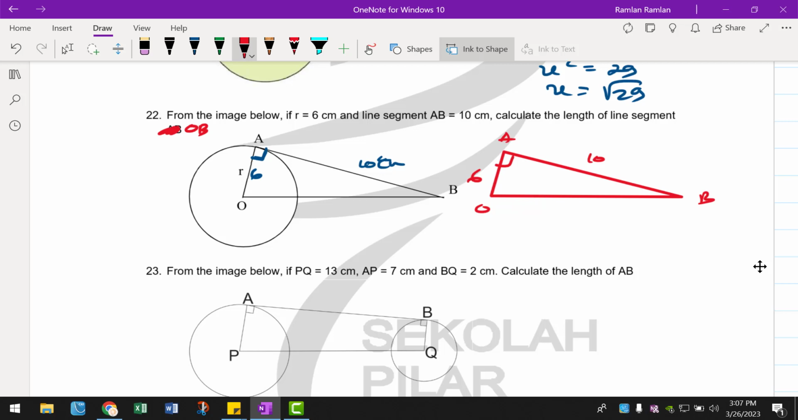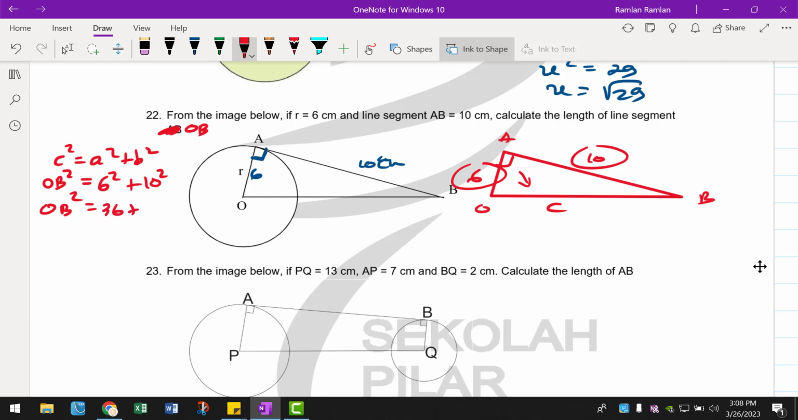Now, this is again the c, right? Because in Pythagoras, c squared equals a squared plus b squared. The c is always in front of the 90-degree angle. So let's write down c squared equals a squared plus b squared, and the c we don't know, that will be the OB squared. Let's say this is a, this is b. So this is 6 squared, and then 10 squared, and OB squared equals 36 plus 100, which equals 136. So that'll be just the square root of 136.